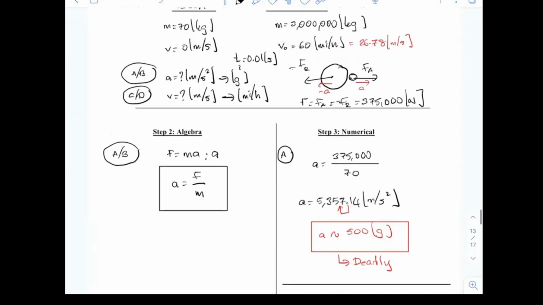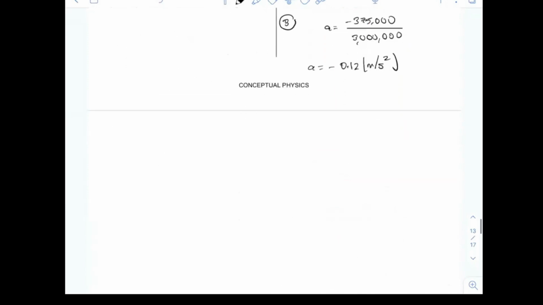All right, so C and D. So what is the speed for C and D? Okay, so what do we know? We know that this is impact. What do we expect in impact normally? In impact, we expect the acceleration to change. Which means that we will get to use the average acceleration formula.